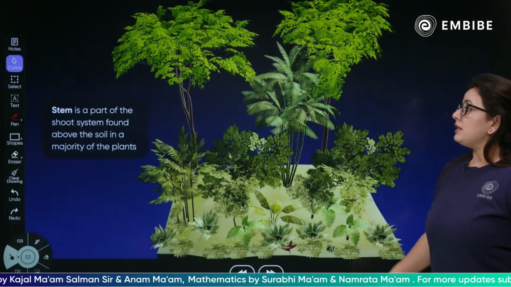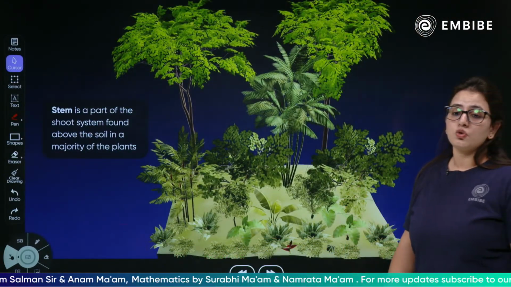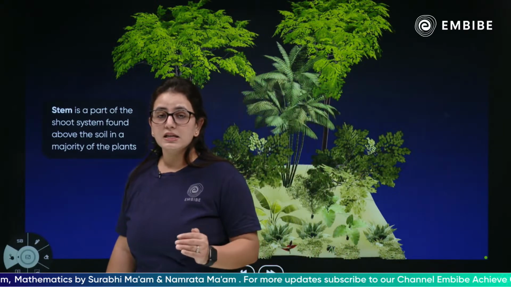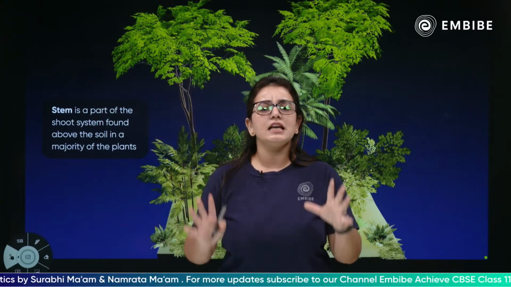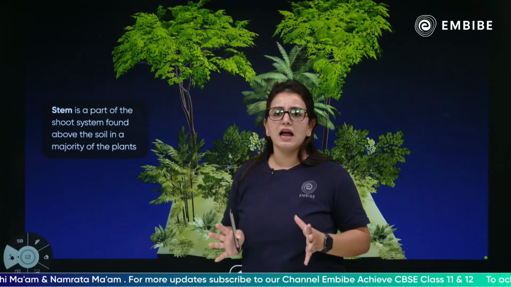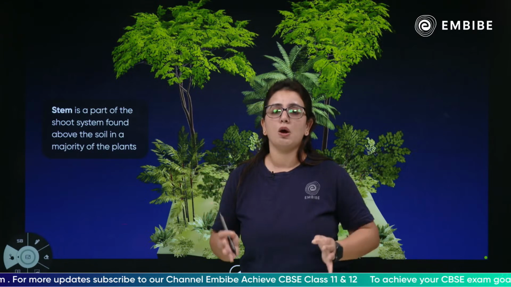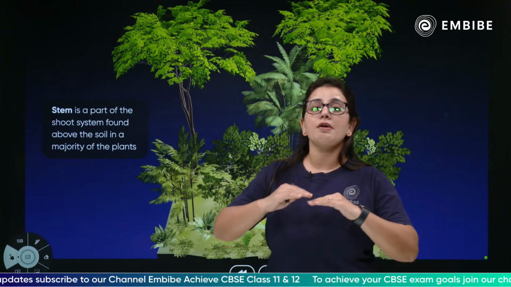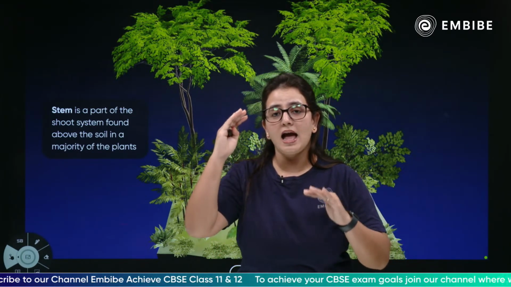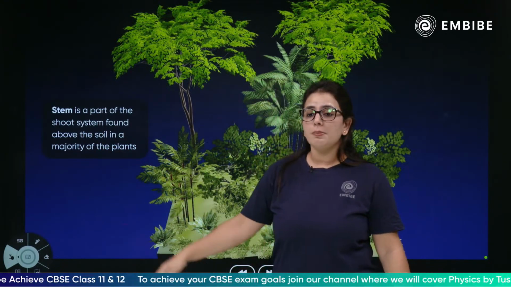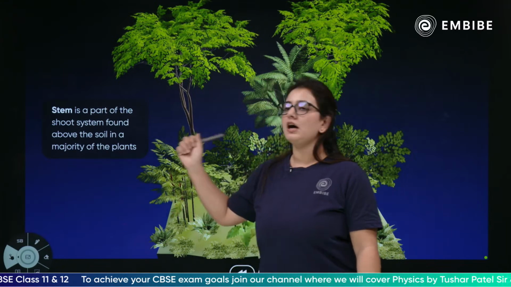Moving forward, the stem is a part of the shoot system found just above the soil in a majority of the plants. Yes, typically the basic morphology, the basic understanding of the stem, is that the stem will always be above the ground. Yes, a part which is above the soil will be considered as a stem. So the stem is a part of a shoot system found above the soil in a majority of the plants.